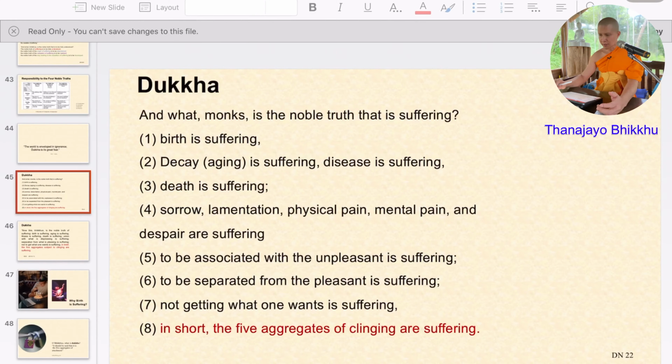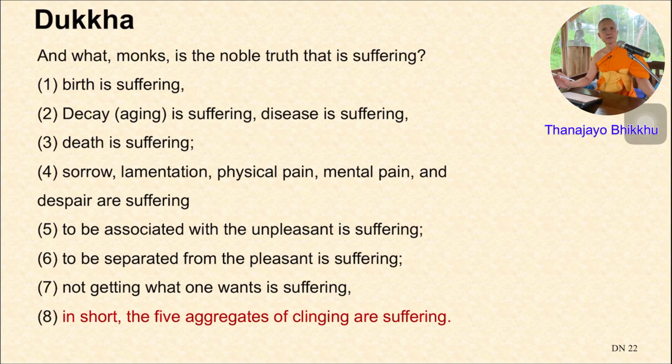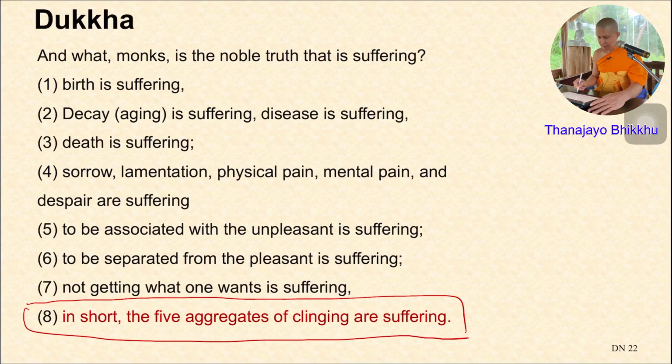Okay, good afternoon. Today we will discuss the five aggregates. But before we get to that, let me stop here for a moment. We have talked about the Four Noble Truths, and the first Noble Truth is dukkha. This is what the Buddha mentioned in the text, what he means by dukkha. We go through this: birth is suffering, decay is suffering, disease is suffering, all the way down. And then he summarized at number 8 that the five aggregates of clinging are suffering.